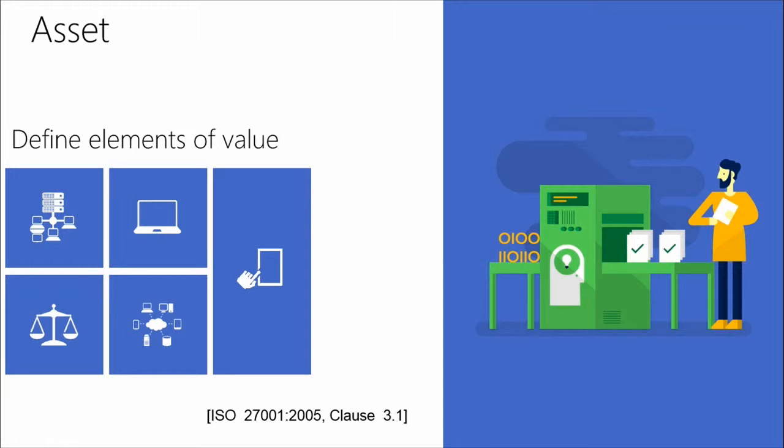Could be your computer, hardware, could be software, could be your book, your most favorite book, could be anything. Financial assets. Just think about your assets. And ISO 27001, clause 3.1 is defining elements of value. Of course, we are talking about IT security here, and IT security is about anything.